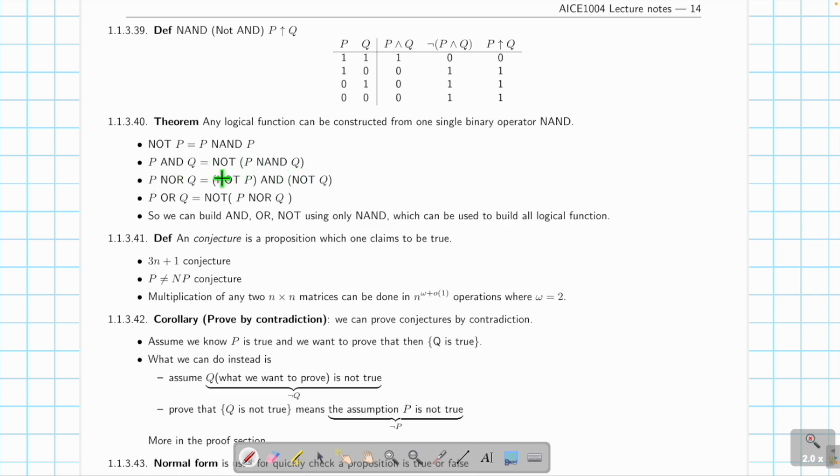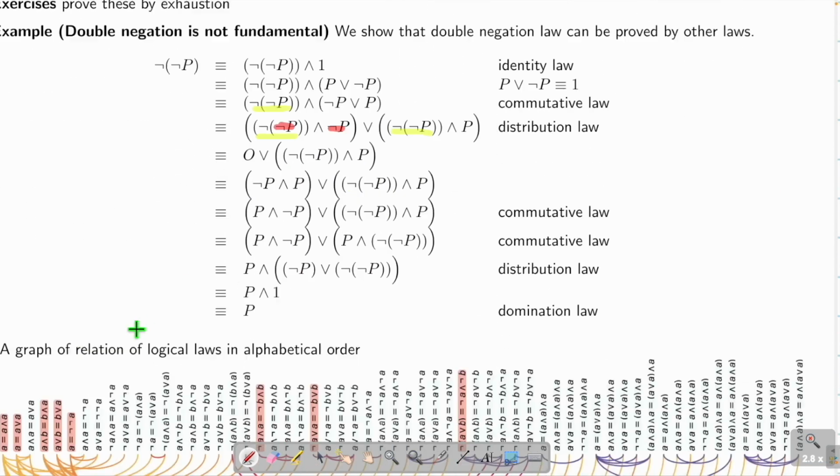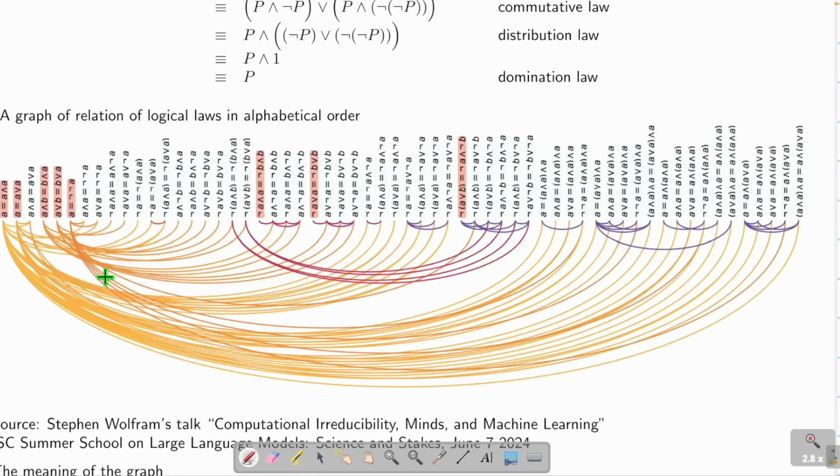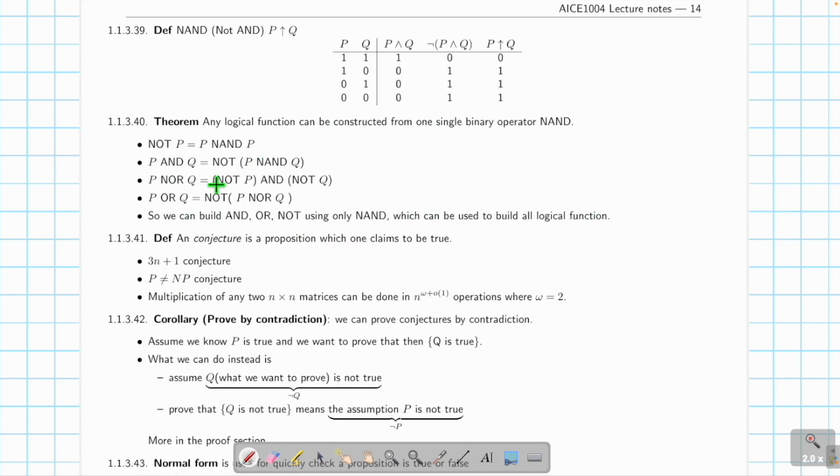Then, here's the funny thing. As I said, NOT can be expressed using NAND. So this thing will be what? If I only use NAND, it will be this whole bracket NAND itself. That means, like in logic, some of these axioms are more important than others because they can prove the other ones. Same for AND, OR, NOT.